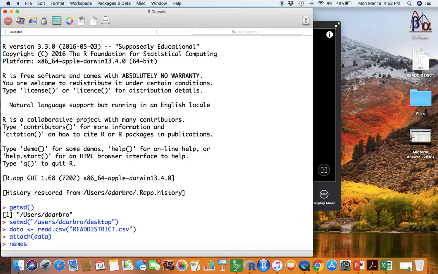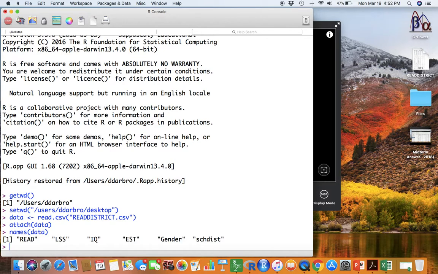Now, what we got here, we have some scores on some grade school kids. And we have read, which is a quantitative variable, LSS, which is quantitative, IQ, obviously quantitative. Estimate, this is an estimated reading level. Gender is categorical, dichotomous, and school district. I think there's 4 school districts, A, B, C, and D.